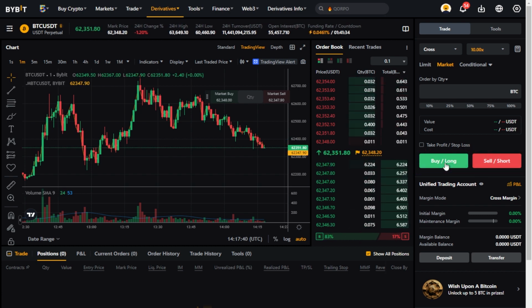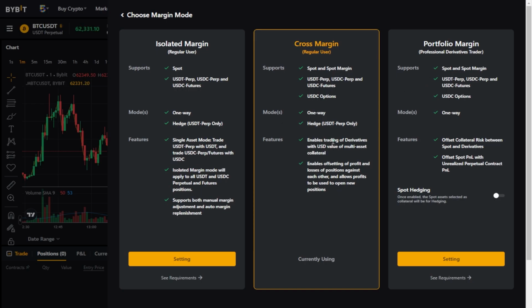If we buy long, we are saying that the price will go up. If we click sell short, we are saying that the price will go down. And depending on this, our profit will be calculated. There is also limit buy and buy at market price. But most importantly, there is a margin. We can choose several types of margin.